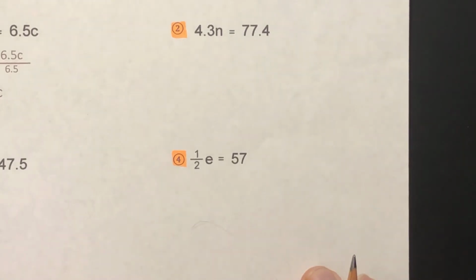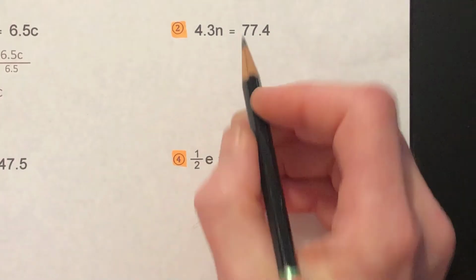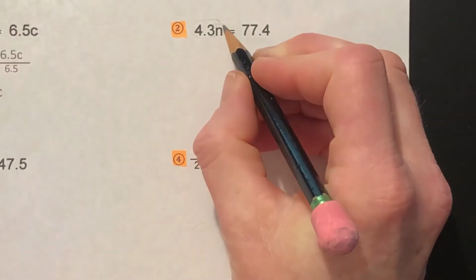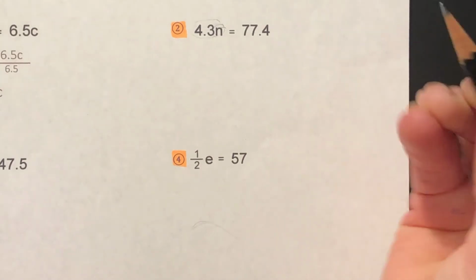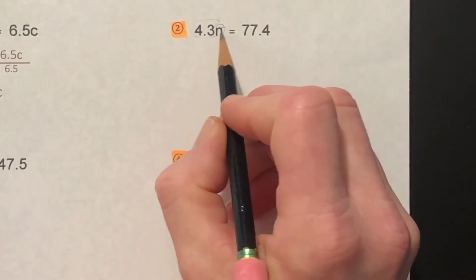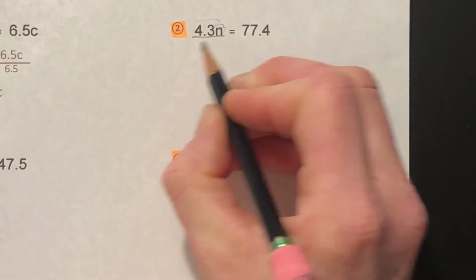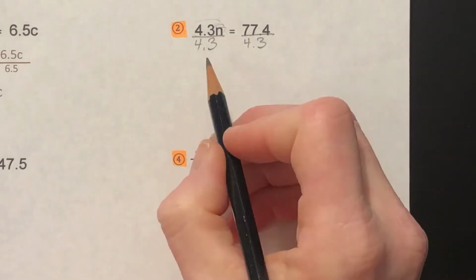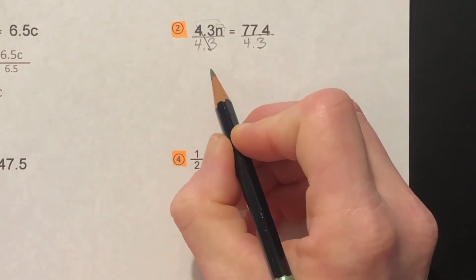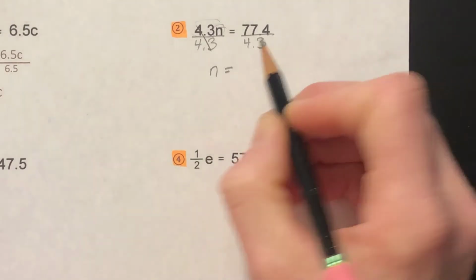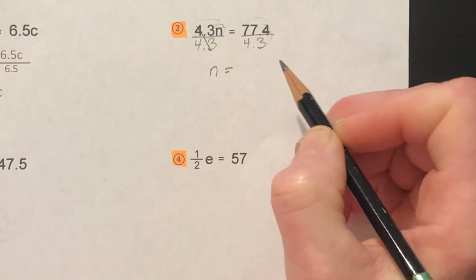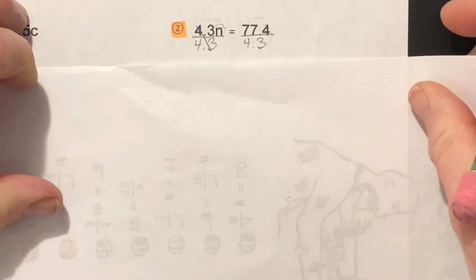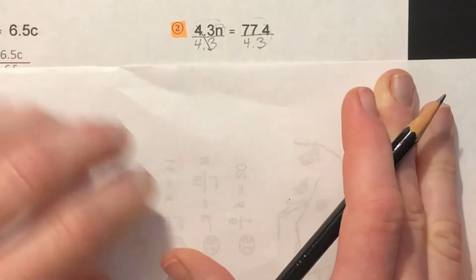Number 2. On all of these, I see that the variable term is already isolated, so the only thing that you have to do is isolate just the variable, so there's essentially just one step in these. Right now, we have 4.3n, so we'll divide both sides by 4.3. This cancels out. We're left with n equals, and so I will need to get myself some scrap paper to solve this. I have 77.4 divided by 4.3.